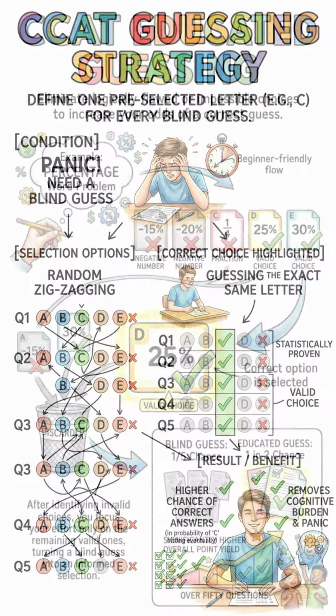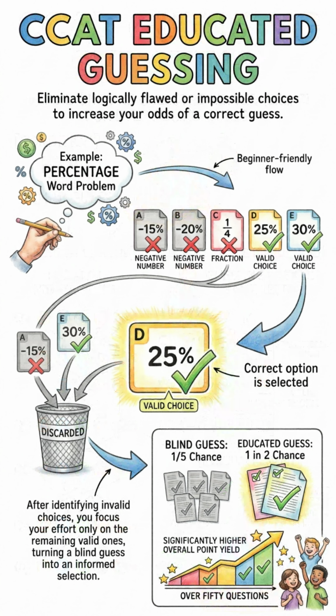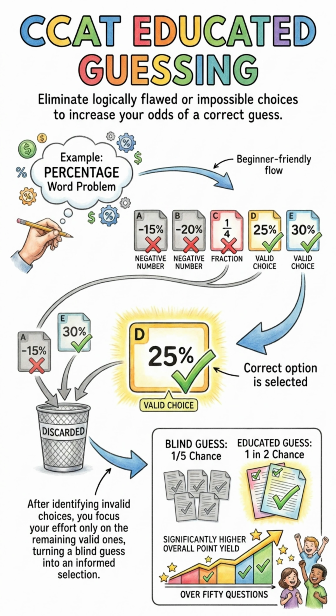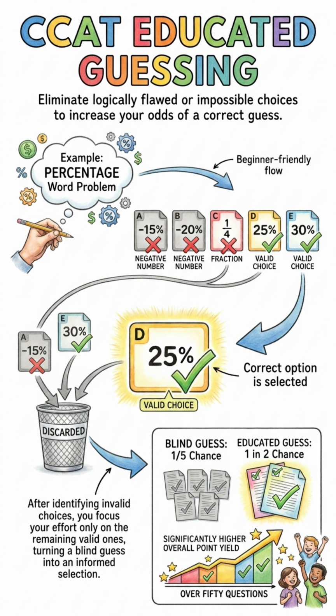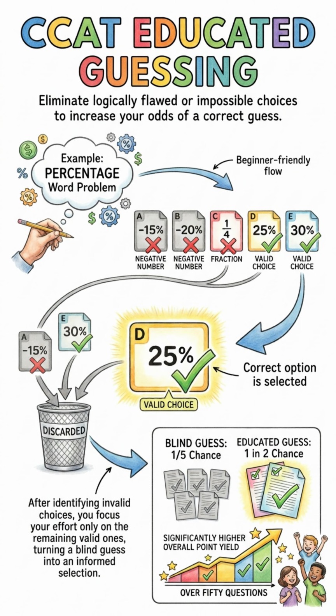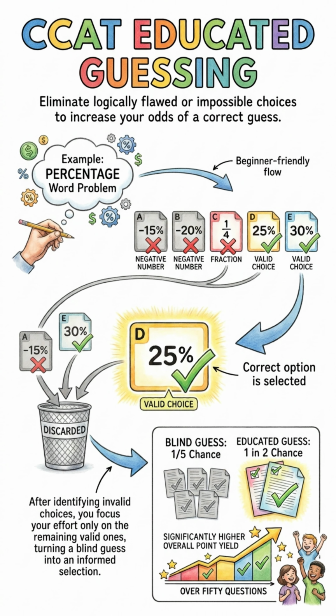While blind guessing is a necessary backup plan, educated guessing using the process of elimination is always your primary weapon. Every single time you eliminate a mathematically impossible or logically flawed answer choice, you drastically increase your odds of guessing correctly. If a word problem asks for a percentage, you can often instantly eliminate any answer choices that are negative numbers or fractions. Turning a 1 in 5 guess into a 1 in 3 guess takes only a few seconds, but it significantly boosts your overall point yield over the course of 50 questions.